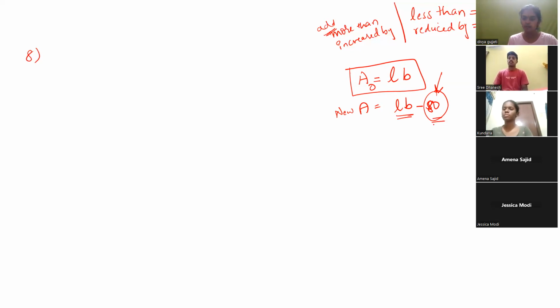Why is it 80 less? See what happened. Why did the area reduce? Now here the new length is reduced by 5 units. If L is the original length, the new length, reduced by, means 5 less than the original length. Reduced by means always subtraction. And breadth is increased by 2 units, so the new breadth is old breadth plus 2. Increased means addition. The new length is original length minus 5. New breadth is original breadth plus 2. And new area is old area reduced by 80.